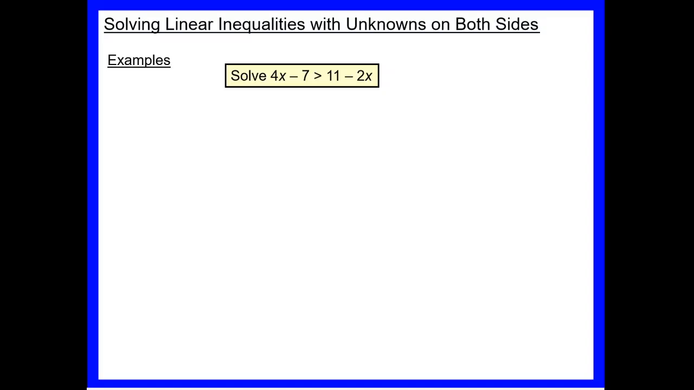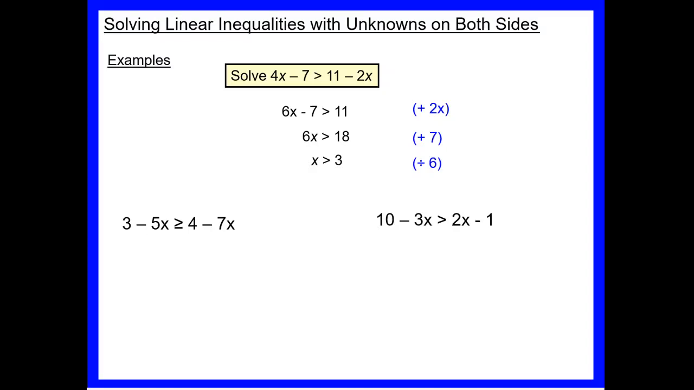So my first step for this one, if I look for the smallest amount of x's, that's minus 2x. To get rid of minus 2x, we're going to add 2x to both sides. That gives me 6x minus 7 is greater than 11. We now need to get rid of the minus 7 because we want the letters one side, numbers the other. So to get rid of minus 7, we're going to add 7 to both sides. If I add 7 to both sides, I get 6x is greater than 18. And divide both sides by 6. We get x is greater than 3.